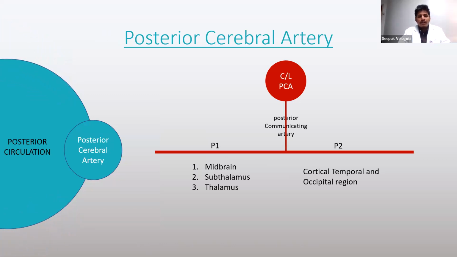Coming to the posterior circulation, the first most common artery is the posterior cerebral artery. It can be divided into P1 and P2 based on the posterior communicating artery that runs from the contralateral posterior cerebral artery. P1 supplies the midbrain, subthalamus, and thalamus, and P2 supplies the temporal and occipital region of the cortex.